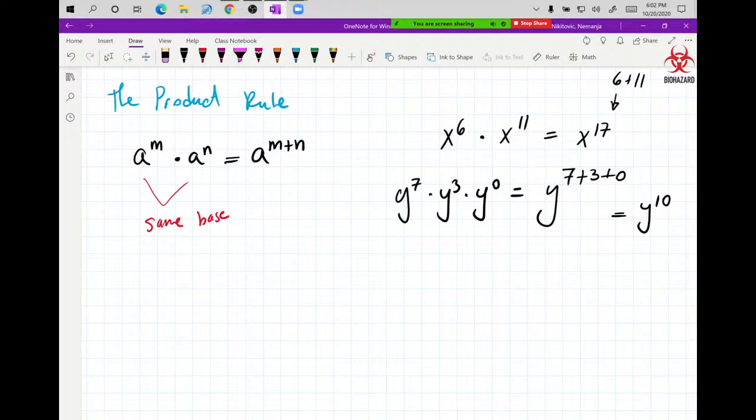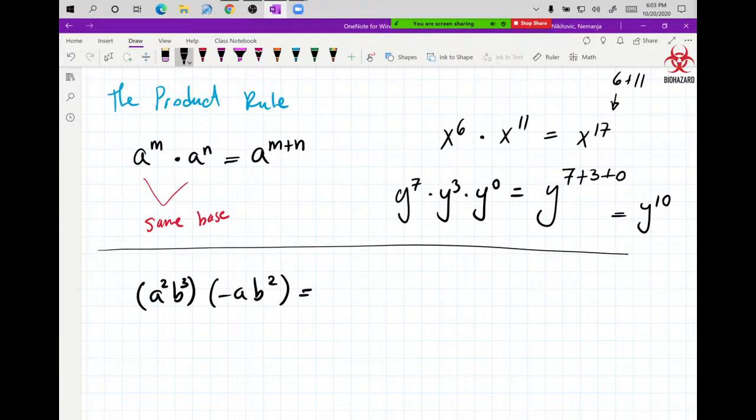Here are other problems from the book. Again, if you don't like these problems, then don't tell me. Write the strongly worded email to the publisher. Okay, so we have a squared b cubed times negative a b squared. Try that one.